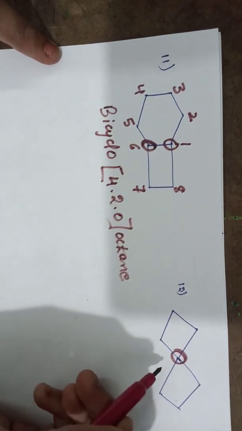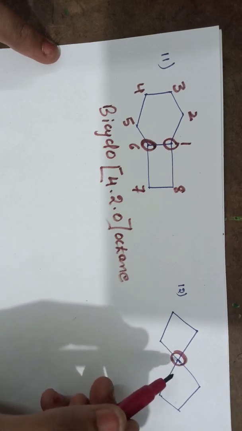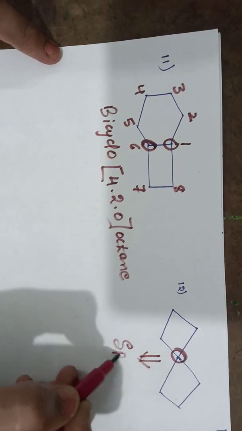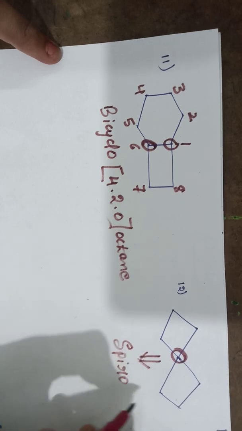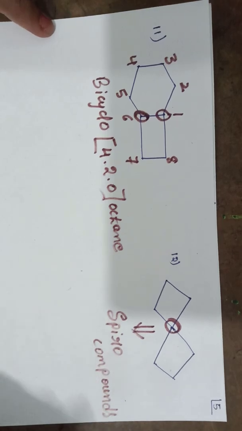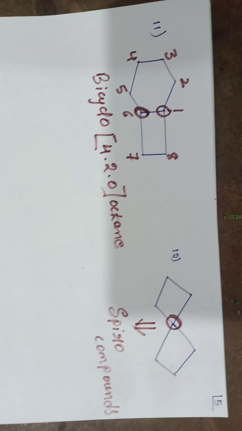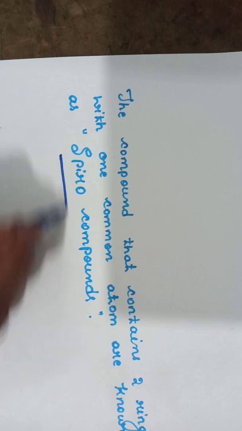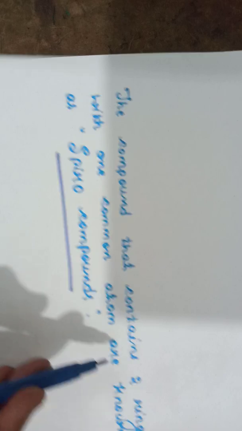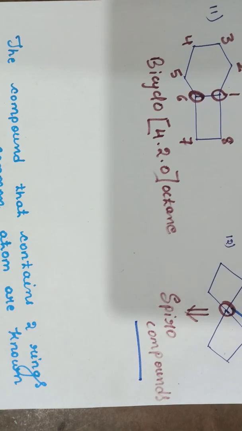Okay, but here in this case we are having 2 rings of same size, but it contains only 1 carbon as a common atom. Then such compounds are known as spiro compounds. Just come here. Then how can you define these spiro compounds? It is the compound that contains 2 rings with 1 common atom. Okay, here we are having 2 rings with 1 common atom. Then such compounds are known as spiro compounds.